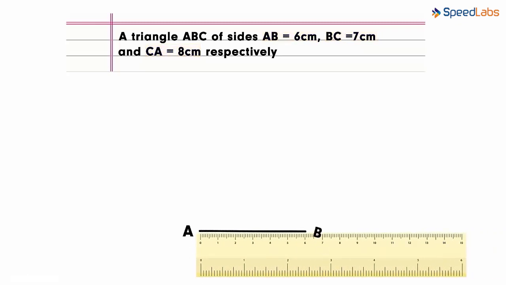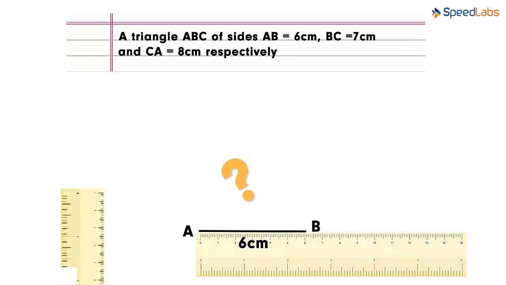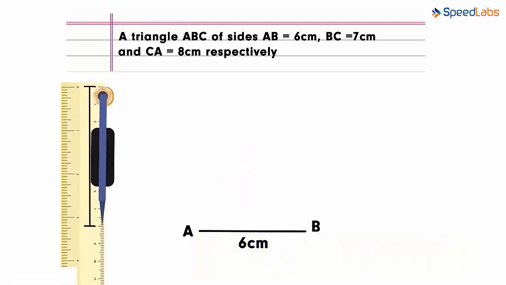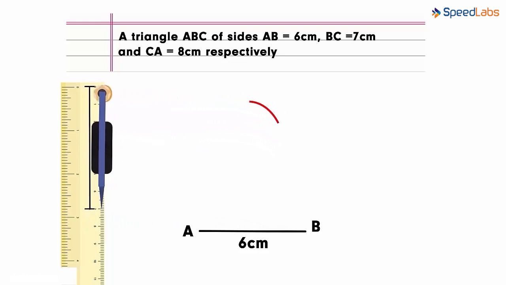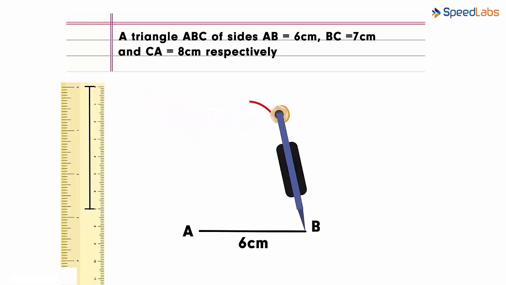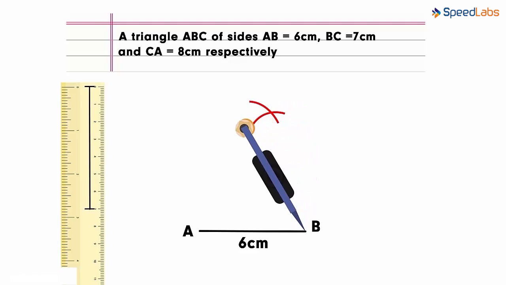Let's assume AB to be the base. Its length is given to us as 6 cm. How do we draw BC and CA now? First, with point A as the center, we'll draw an arc of 8 cm and with point B as the center, draw an arc of 7 cm.